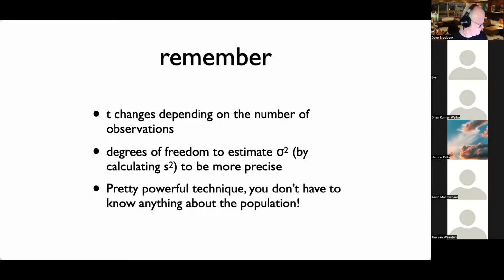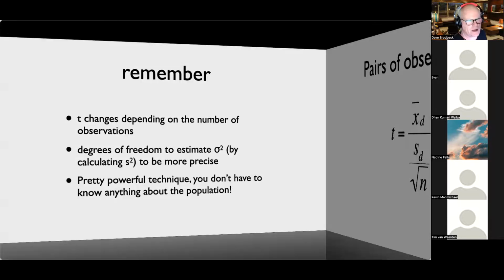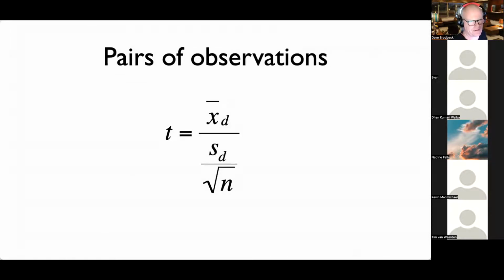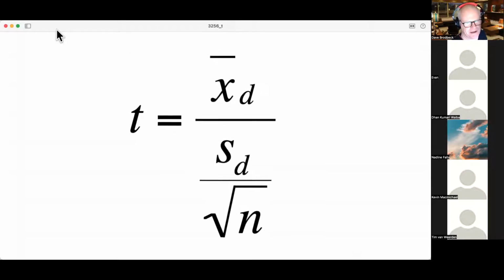Questions so far? Okay. Now, what if we had pairs of observations? Wait, what have you done here? What is X bar sub D? Now let's zoom in on this a little bit, get an idea what's happening here.